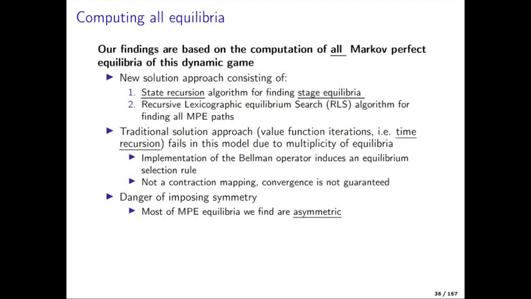The danger of imposing symmetry: a natural thing to do would be to say, okay, these two firms have the same access to the same potential technology. They're starting at the same stage. They have the same discount factors, same payoff functions. Everything is fully symmetric. We conjectured it's going to be a symmetric equilibrium. And we actually did that first and tried to solve for it using successive approximation.